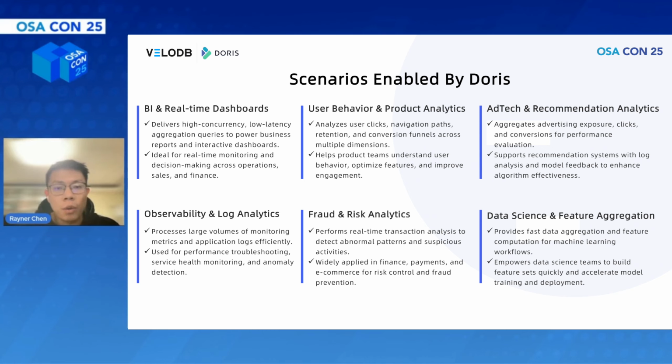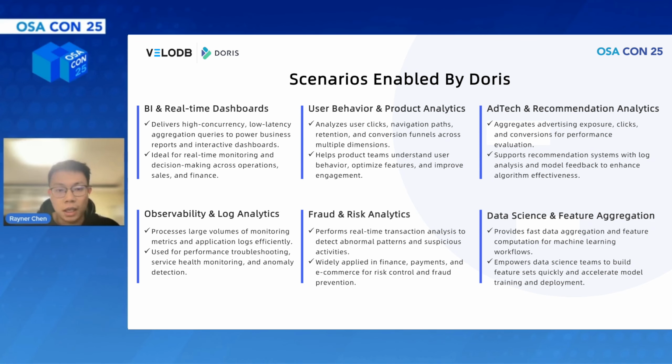So let's see what are these core scenarios that Doris enabled here. It started with BI and real-time dashboards, where Doris delivers high concurrency and low latency aggregation queries for operations, sales, and finance. And there is user behavior and product analytics, like analyzing clicks, funnels, and retention, to help the product team optimize features.